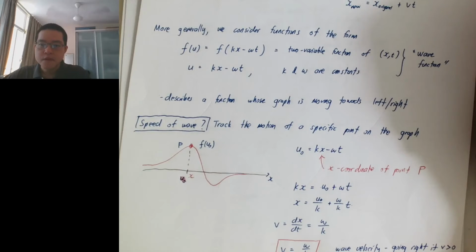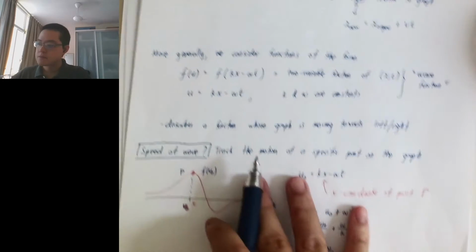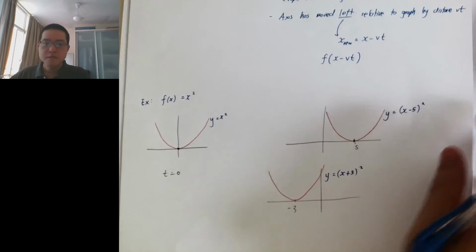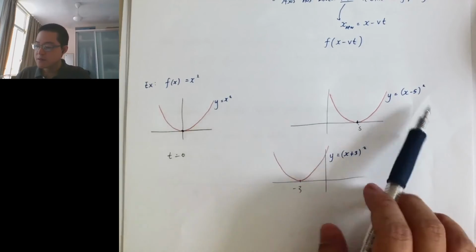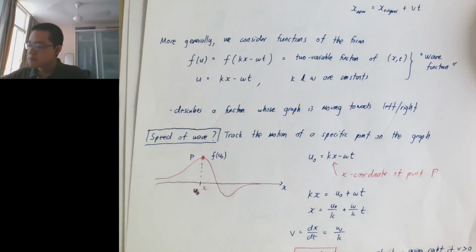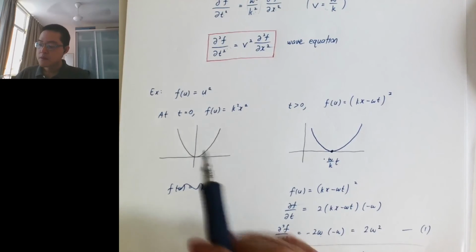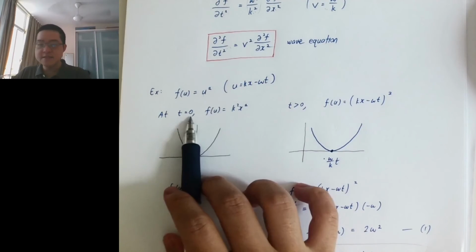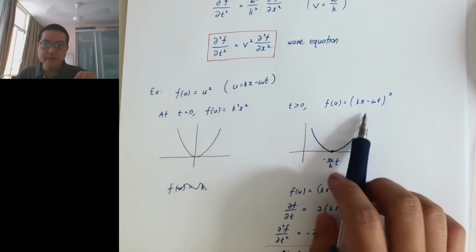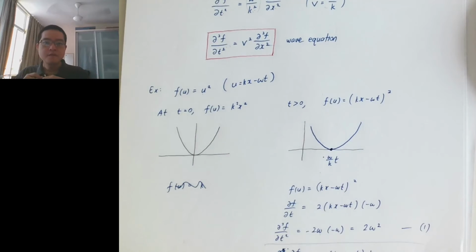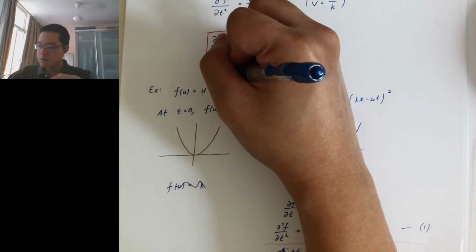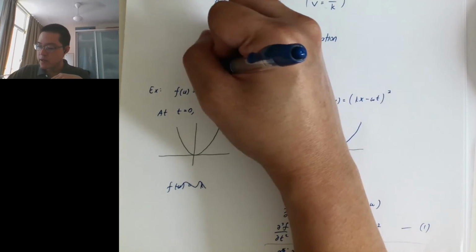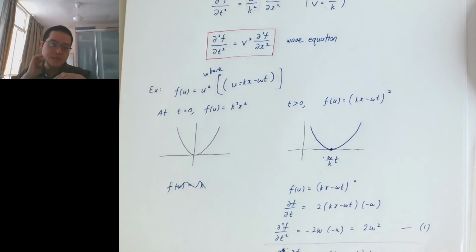How do you get f of u at both t equals 0? You mean this? I mean, u is equal to kx minus omega t. So at t equals 0, plot this graph. At t greater than 0, plot this graph, where u is equal to kx minus omega t.